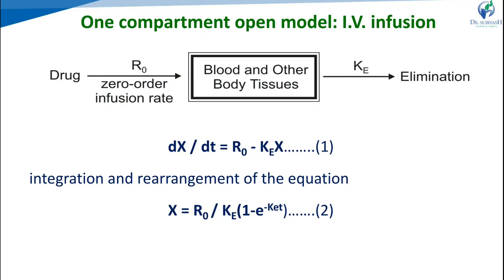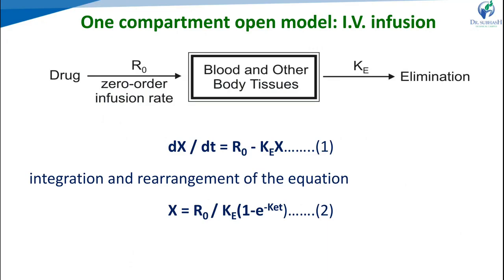So at any time during the infusion, the rate of change in the amount of drug in the body, dX/dt, the differential equation for the zero order IV infusion, becomes dX/dt is equal to R0 minus Ke into X. So X is the amount of drug in the body, Ke represents the elimination rate constant, the first order rate elimination, and R0 represents the absorption part, the zero order rate, the infusion rate, that is R0.